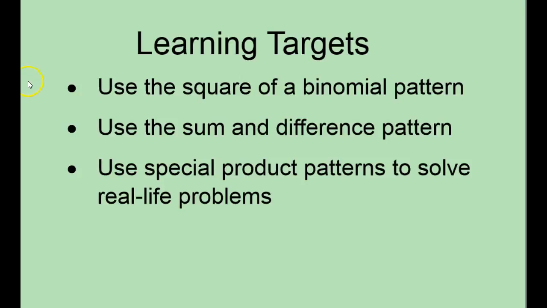So let's review our learning targets. Our first one is use the square of a binomial pattern. And we used the square where we either had a plus in the middle or a minus in the middle, so we can have 2 different pieces there. Don't forget that. Our second learning target was use the sum and difference pattern. So go back and look at that. And then our third learning target was to use these patterns to solve real life problems. The biggest thing is recognizing the pieces that you can use a pattern on versus where you have to multiply everything out.